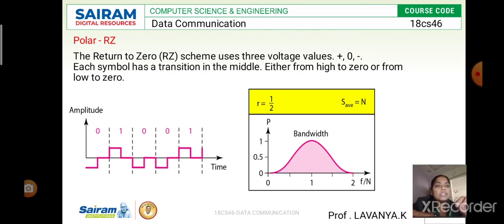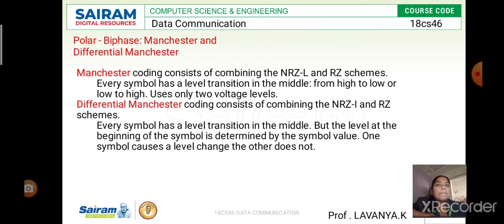Then the next one is the Manchester. This comes under the biphase technique. The biphase technique, I said, is Manchester and differential Manchester. The Manchester code technique is a combination of NRZ level as well as the return to zero scheme, meaning a combination of NRZL as well as RZ. Then differential Manchester uses NRZ-I as well as the RZ scheme. So these are the two combinations, and based on these two combinations they generate the digital signal. So we will see now.